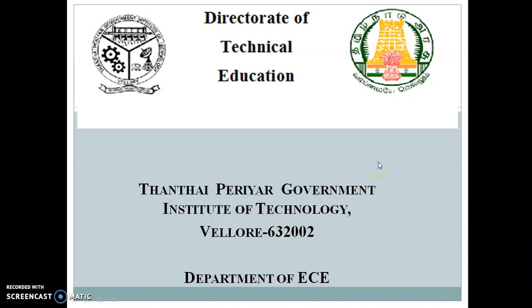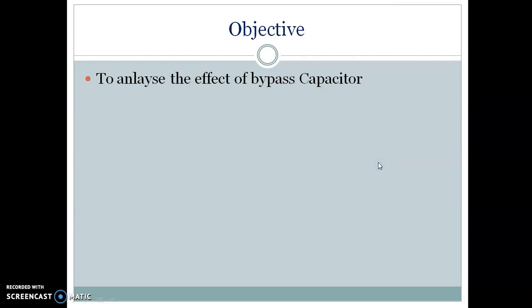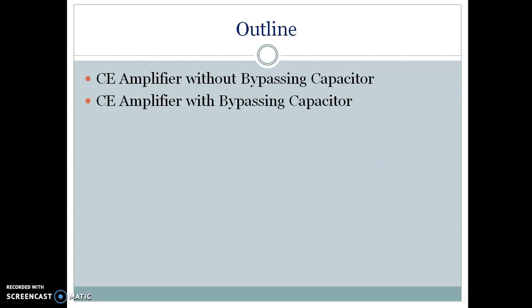In this video lecture, we are going to see about the voltage divider biasing, or self-biasing, with and without bypassing capacitor. The objective of this video lecture is to analyze the effect of the bypass capacitor on the gain of the amplifier. So in this video lecture, we are going to cover the CE amplifier with and without bypassing capacitor.